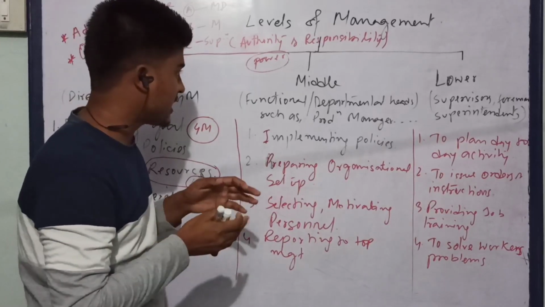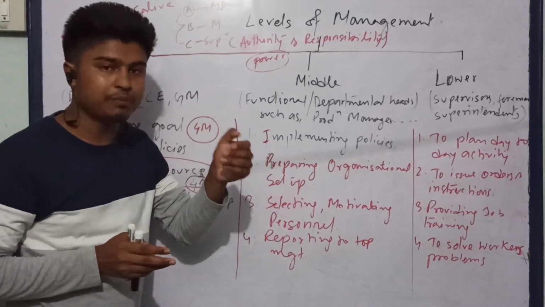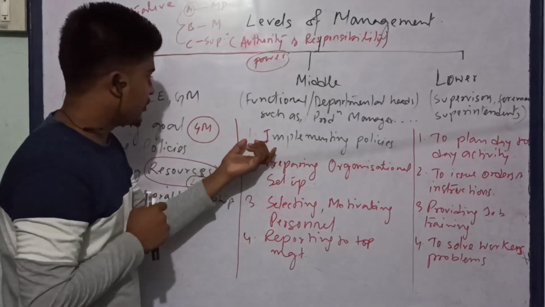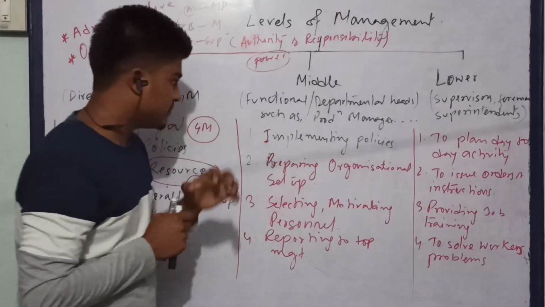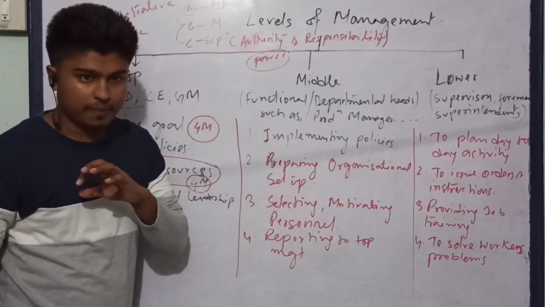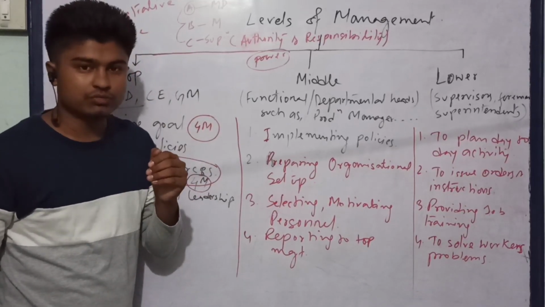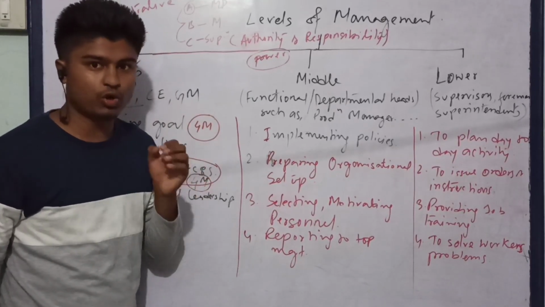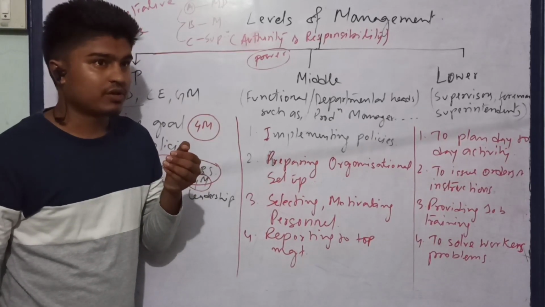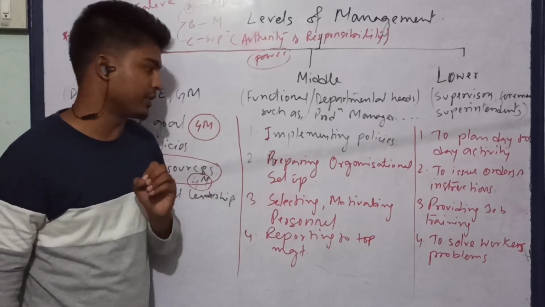Now, middle management. I have already told that middle management generally creates a link between top and lower level management. The first point is implementing policies. Implementing policies means to communicate or share the policies to the personnel working in the organization.